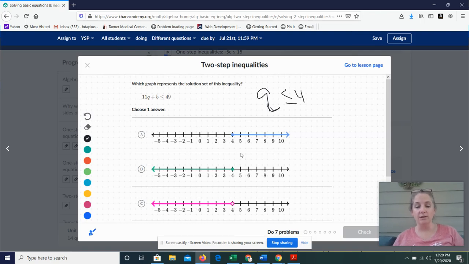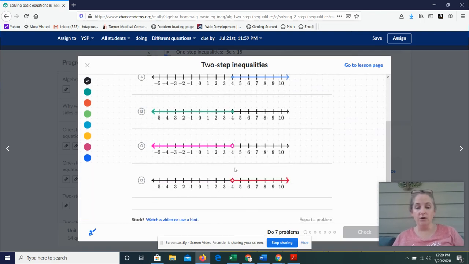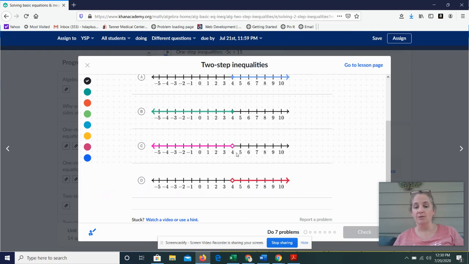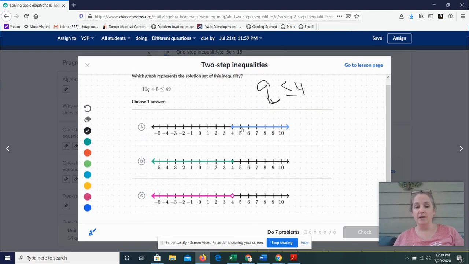So you'll look down here. You'll find which ones are on 4. They all are. It's going to be one that's equal to, so that means it's going to be colored in. So it won't be C or D. And which of those is less than? It would be B.